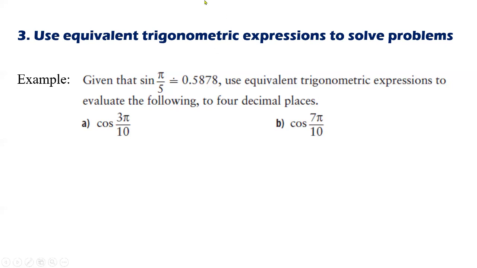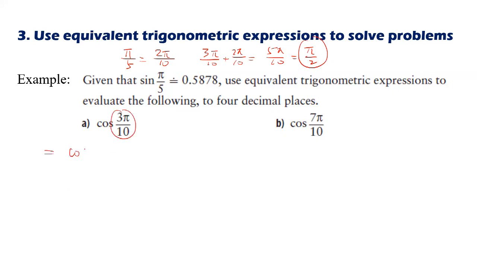All right, any thoughts? Okay, so note that 1/5 of pi is actually 2 pi over 10, right? And 3 pi over 10 plus 2 pi over 10 is actually 5 pi over 10, which is 1/2 of pi, right? So we can rewrite the expression here with cosine 1/2 of pi minus 1/5 of pi, right?